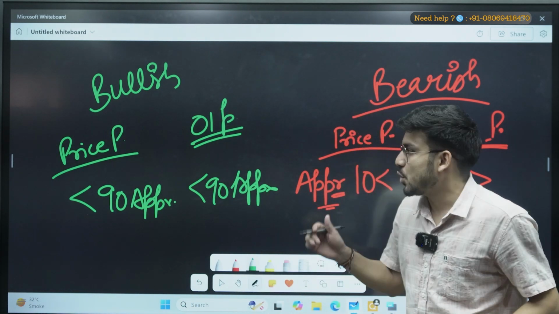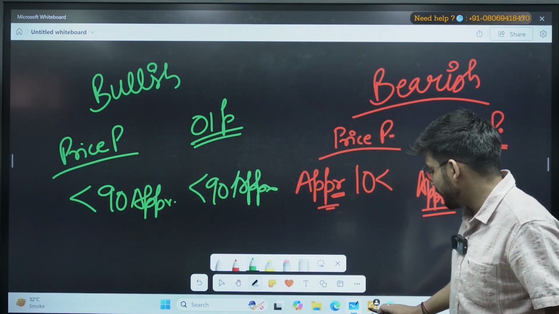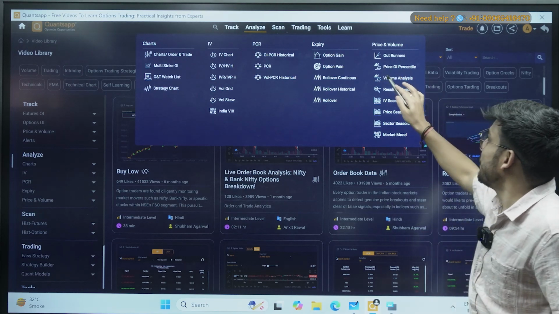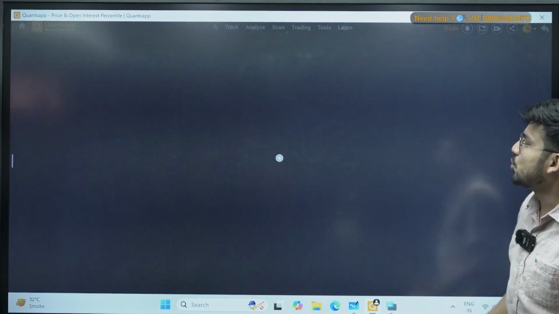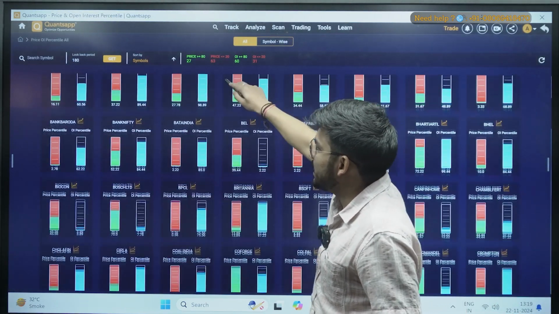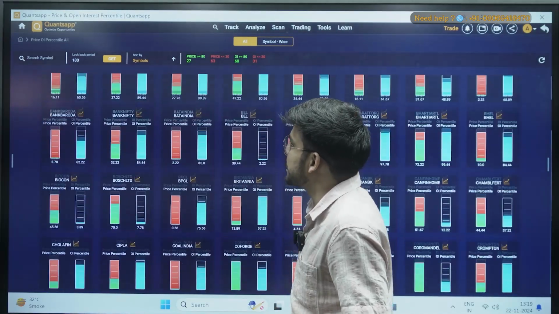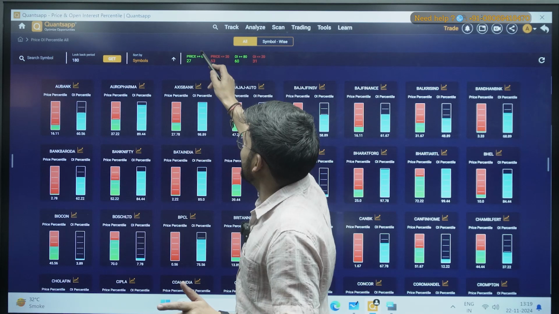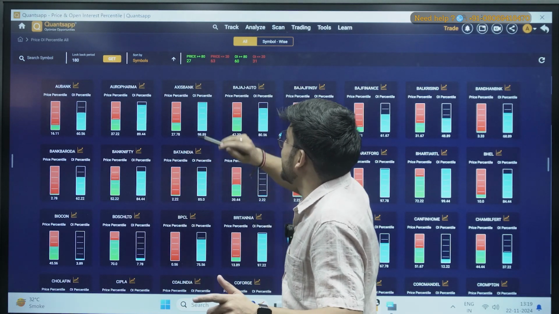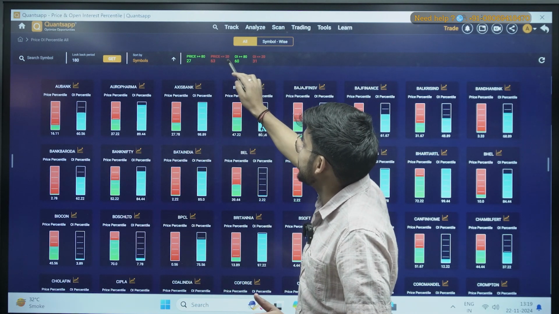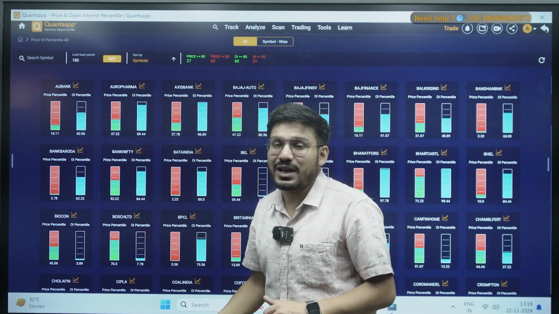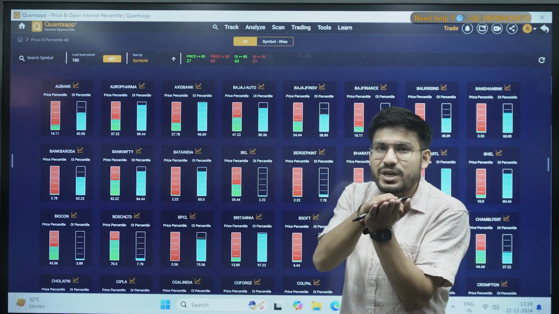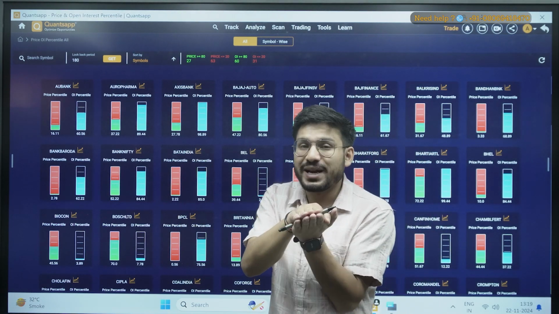Okay, so let's open the Quantsapp indicator here. I have to go to the analyze section and you can see the price OI percentile. So I have to click here. Then you can see all the stocks that are giving some indications. First you can see the stocks which have price greater than 80, that is 27, and the stocks which have price less than 20 percentile, that is 63. So clearly it is showing that most of the stocks are close to their support or on the verge of breaking their support, right?